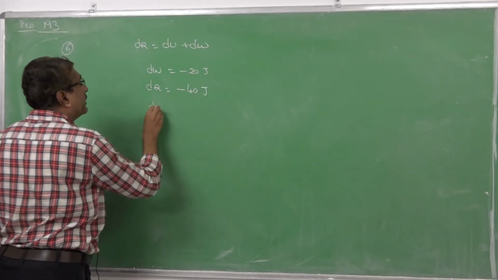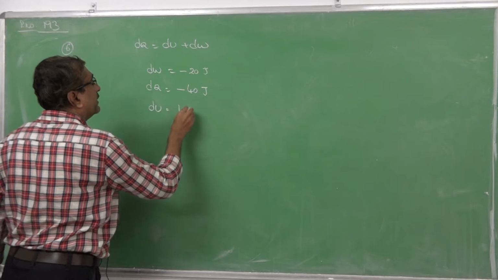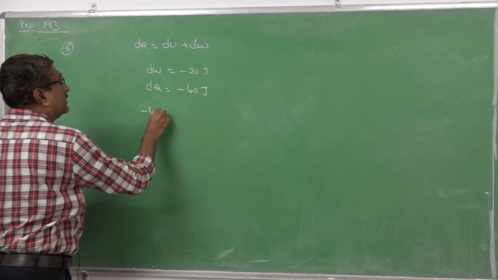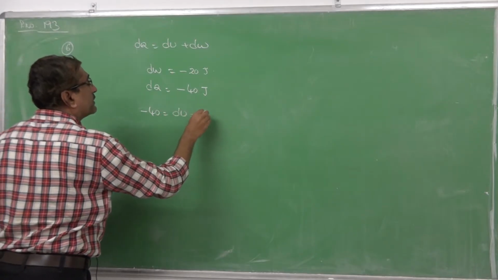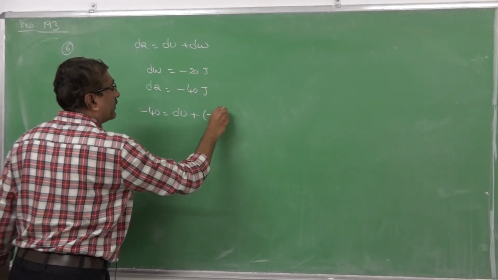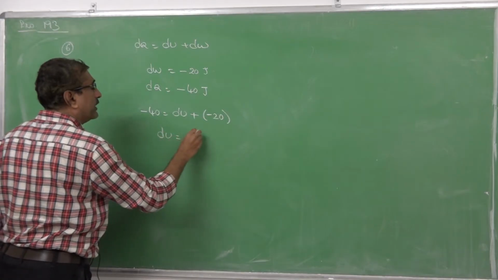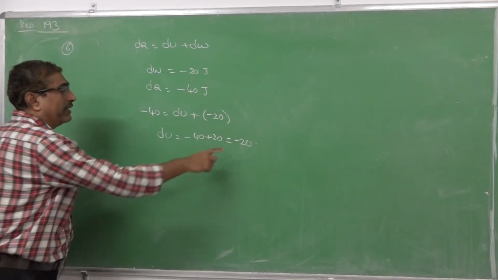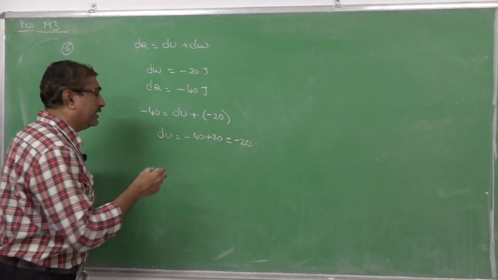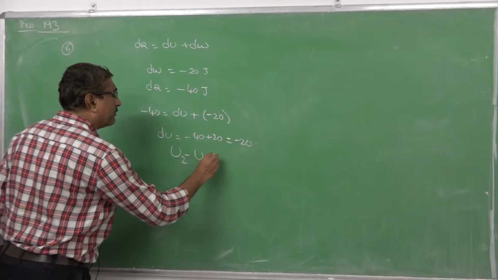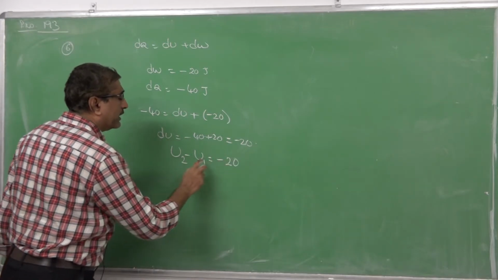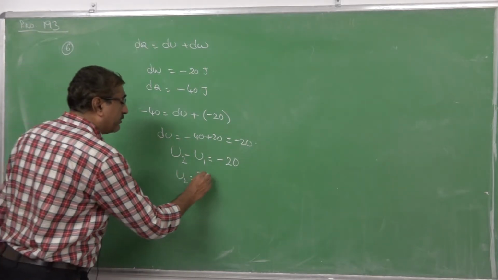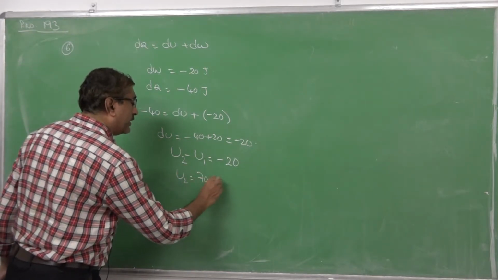So given dU, in this we can write, now substituting, minus 40 is equal to dU plus minus 20. So dU is equal to minus 40 plus 20, that is minus 20. So change in internal energy is minus 20. Change in internal energy means U2 minus U1, or final minus initial, that is minus 20. Given initial was 70 joule. So 70 minus 20, that is 50.